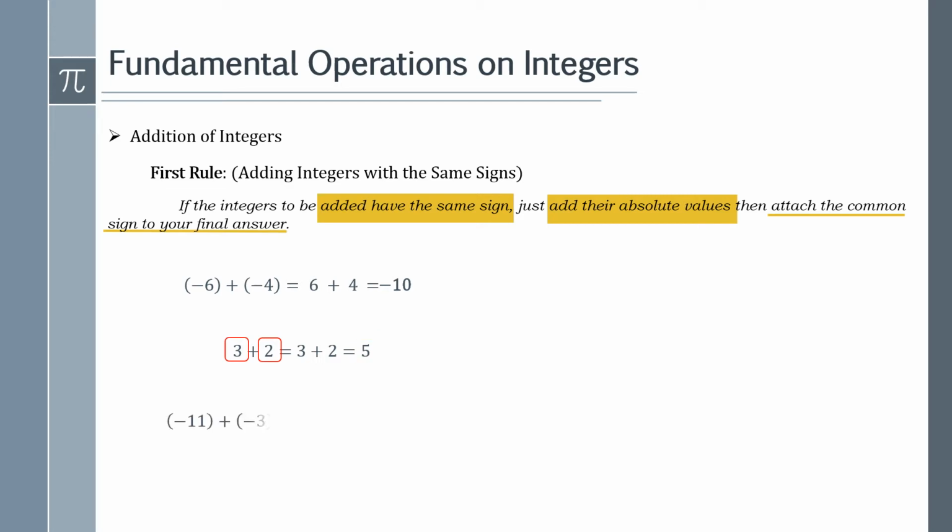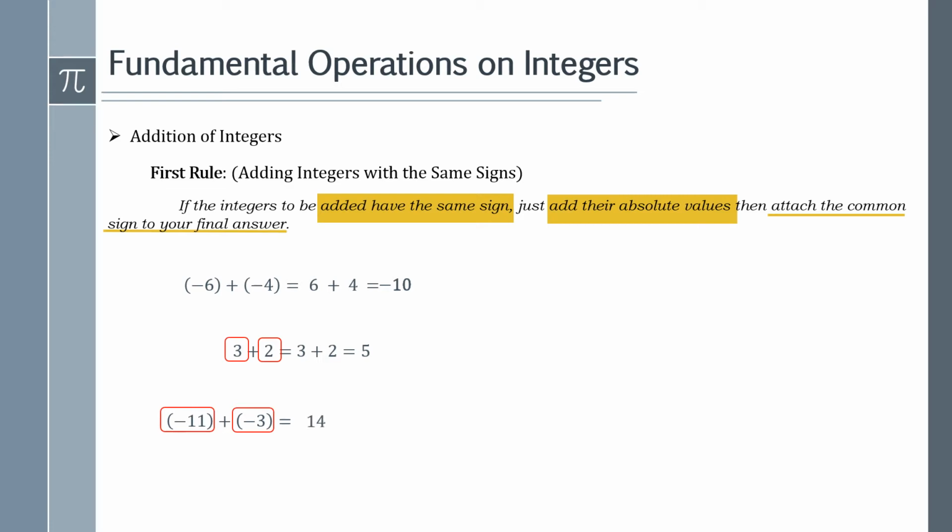So, your answer is positive 5. Okay? So, next. So, you have negative 11 plus negative 3. Again, sabi sa instruction, sa first rule, if you add the same sign, okay, you check if they have the same sign. So, you have negative 11 and negative 3, correct? They have the same sign. So, if they have the same sign, anong gagawin? Add their absolute values. So, the absolute value of negative 11 is positive 11. The absolute value of negative 3 is positive 3. So, you add 11 plus 3. That is equal to 14.